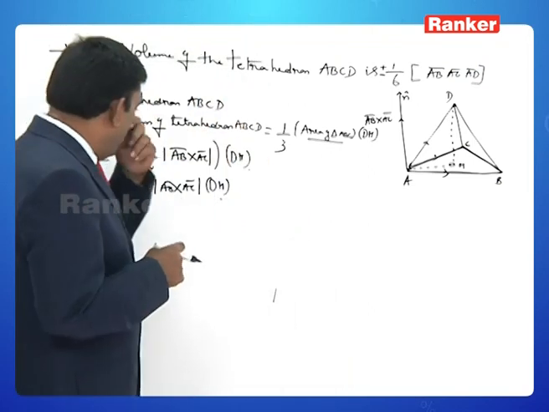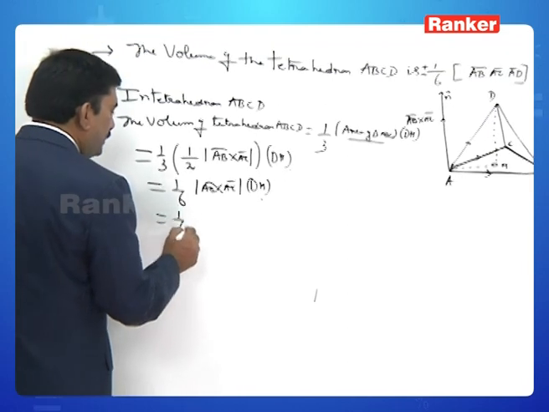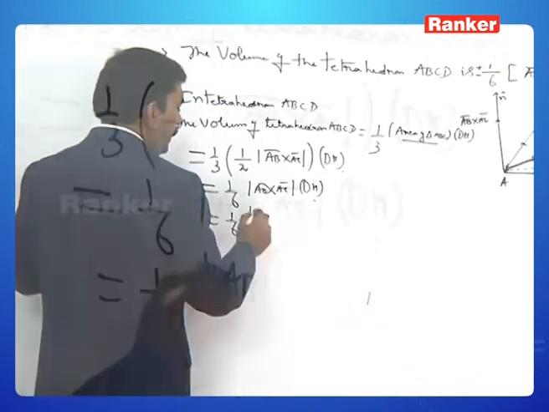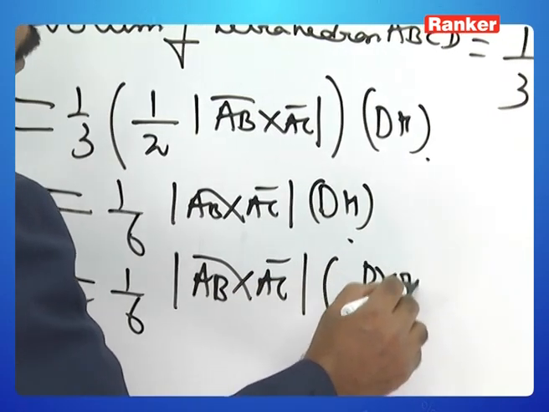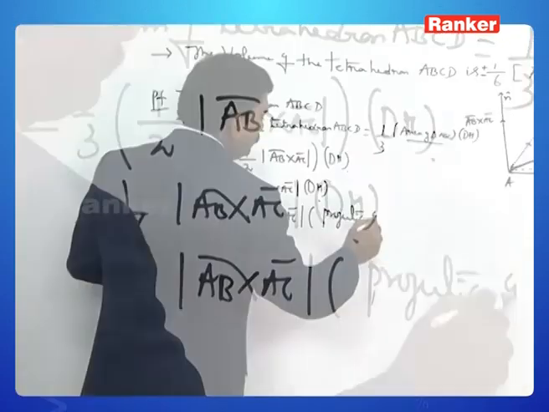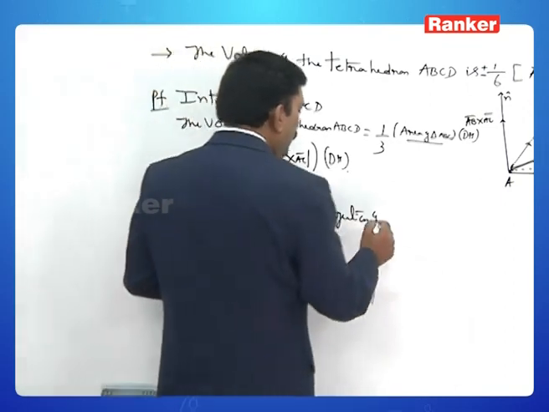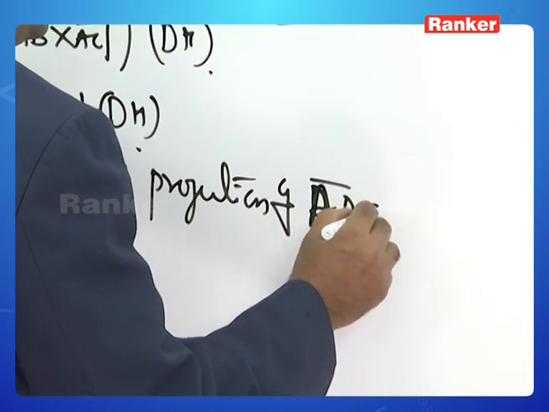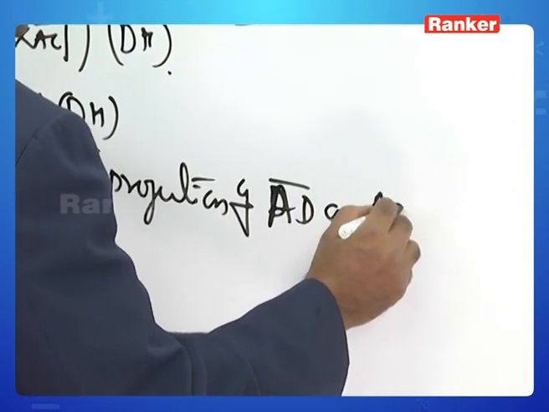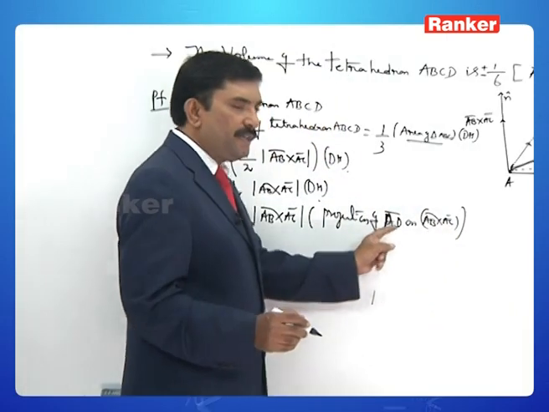So therefore, now what I do is, DH is equal to, I can write 1 by 6 into box of AB bar, AC bar into the projection of DH, that is AD bar on AB bar cross AC bar. I can also write N cap.